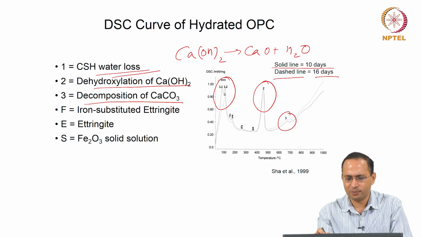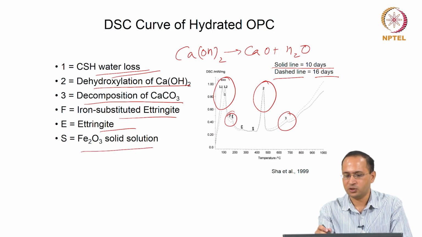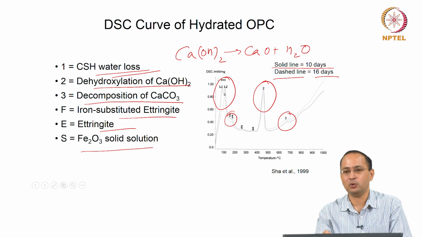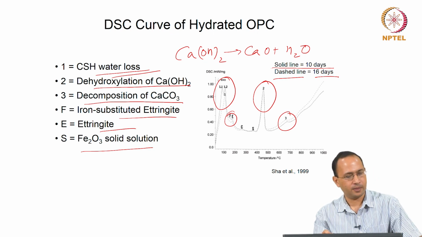You have some other smaller peaks you see here because of ettringite, ion substituted ettringite, and also some solid solution, right. But the idea is, major peaks you are able to identify easily, okay.